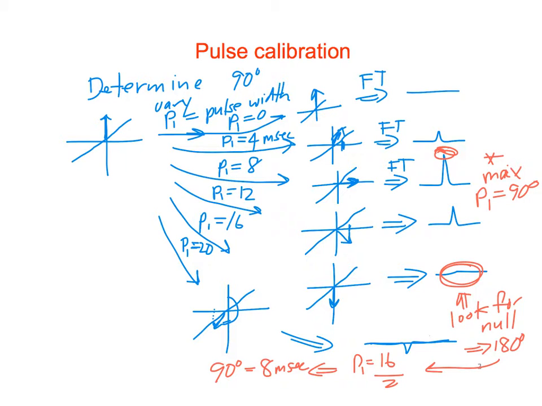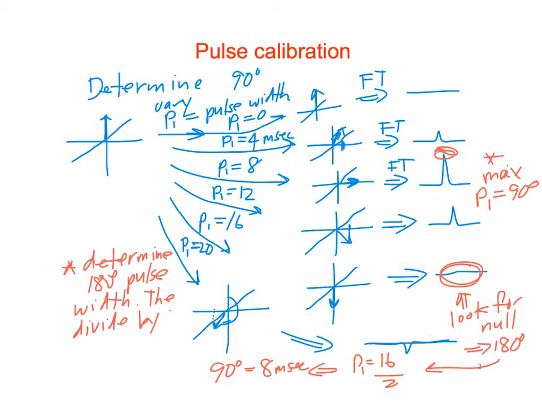So generally, we determine the 180 degree pulse width, then divide by 2. Okay? So you could do this on your own just by going in and changing the P1 value and running a series of experiments.